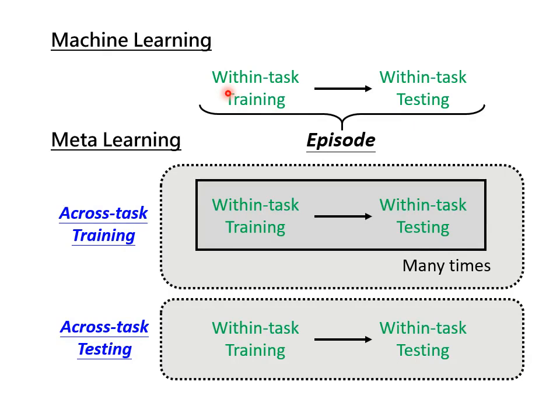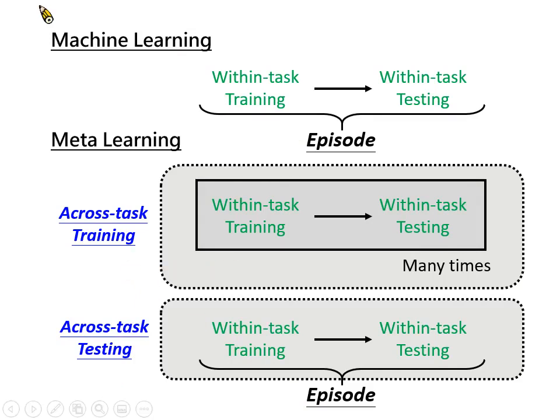A within-task training plus within-task testing is called an episode. In machine learning, we have one episode. In across-task testing, we also have one episode. In across-task training, we have many episodes. This is the basic introduction to the idea of meta-learning.